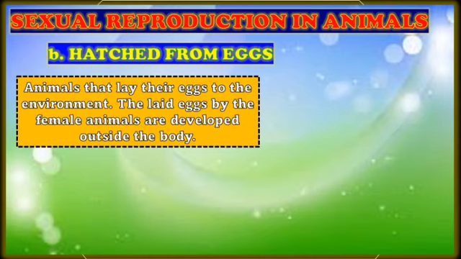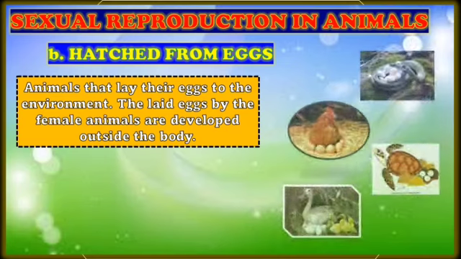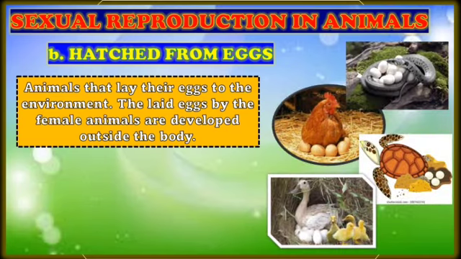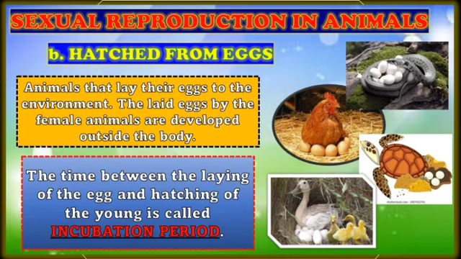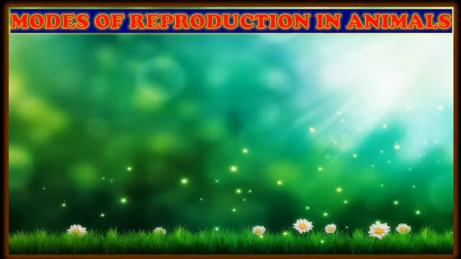Next, we have hatch from eggs. Or galing muna sila sa itlog bago napisa at naging isang newborn baby na. Animals that lay their eggs in the environment, the laid eggs by the female animals, develop outside the body. So these are examples of laying eggs. The time between the laying of the egg and the hatching of the young is called the incubation period.